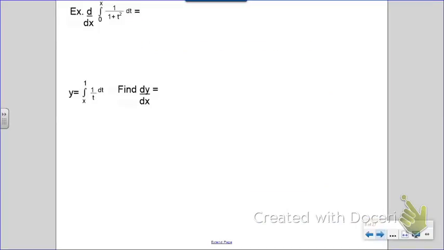So here are some examples. The derivative of the integral from 0 to x is the function with respect to x. So my answer is 1 over 1 plus x squared. Again, times the derivative of the top piece. This is 1. I'm just going to write it like that. So my answer is that. Okay, another notation. So that's the first way it can be written.